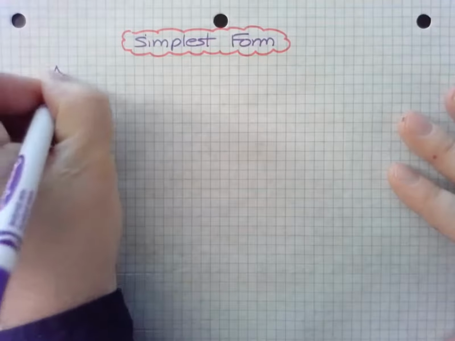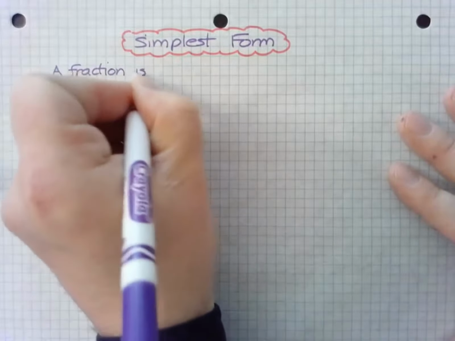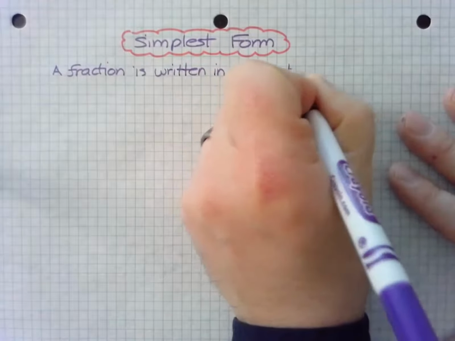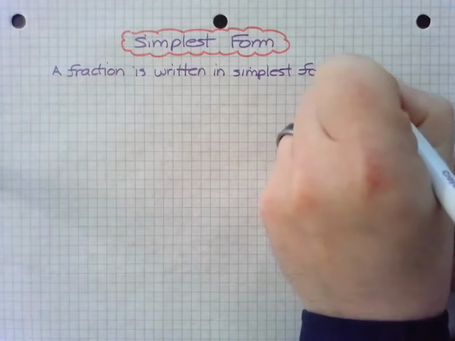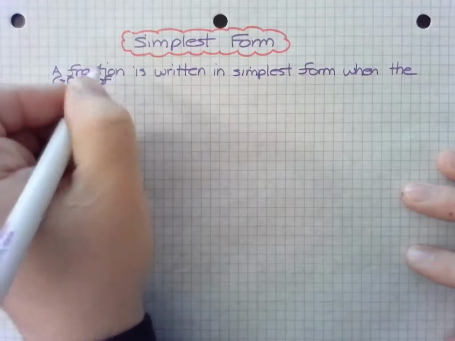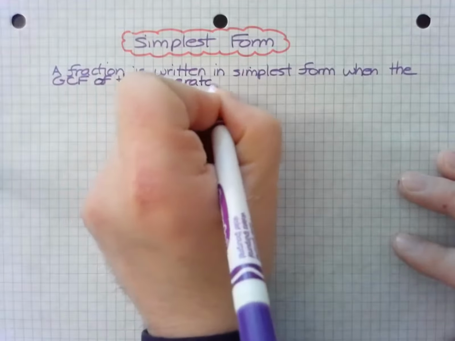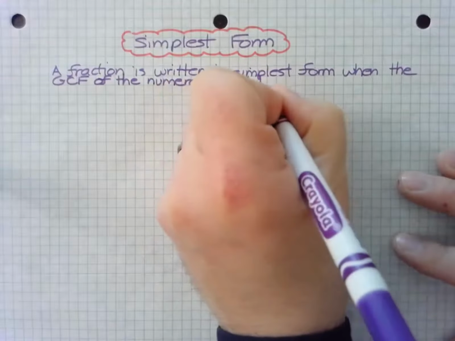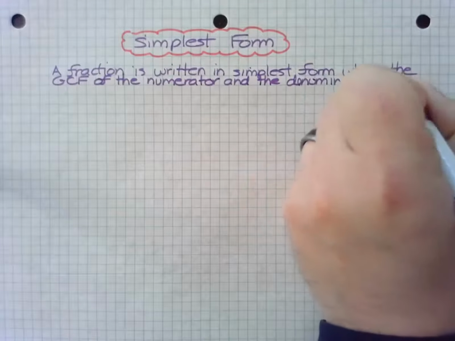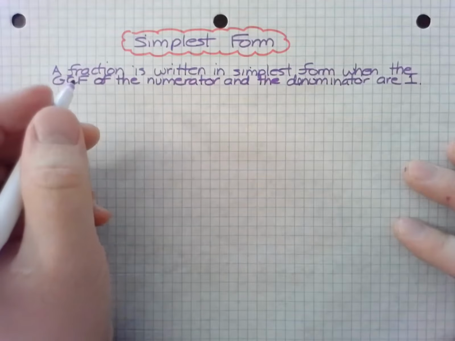Simplest form. A fraction is written in simplest form when the GCF of the numerator and the denominator are 1. The simplest form is one of its many equivalent fractions.